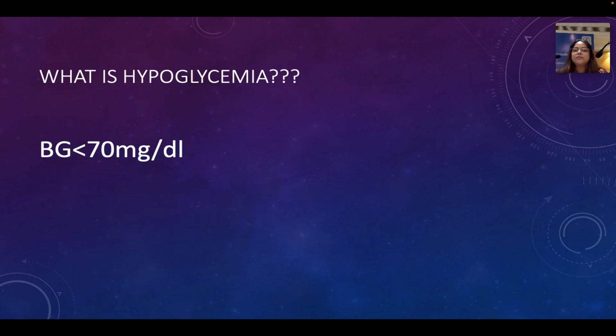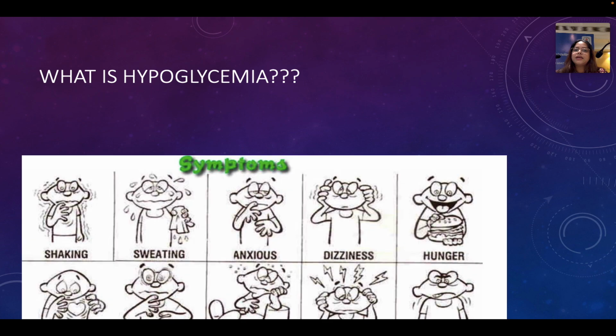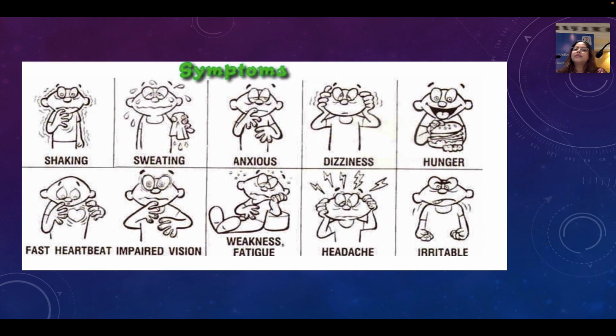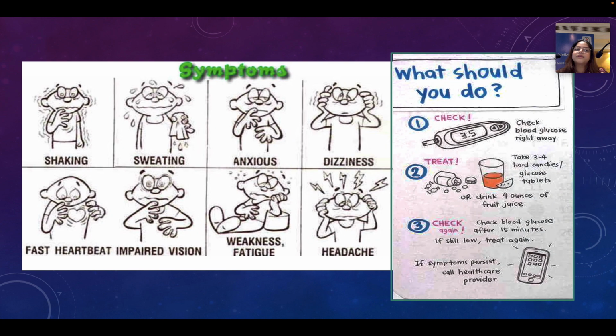Now, what is hypoglycemia? Blood sugar less than 70. Symptoms can be anything: shaking, sweating, anxious, weakness, fatigue, headache, irritable. They can present like anything. So what are we supposed to do? We are supposed to check the blood sugar right away.